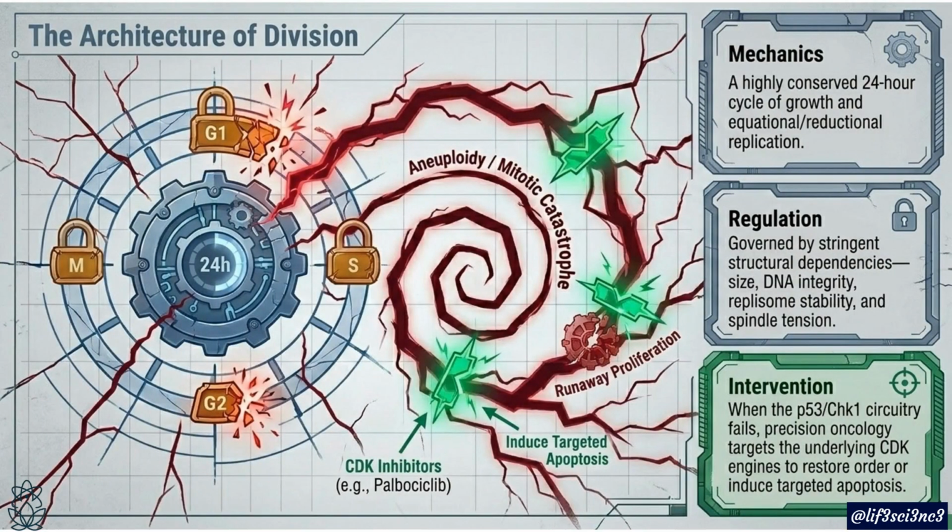The architecture of division is defined by conserved mechanics and stringent regulation. Interventions like CDK inhibitors can induce targeted apoptosis in cancer cells, restoring control and combating runaway proliferation.